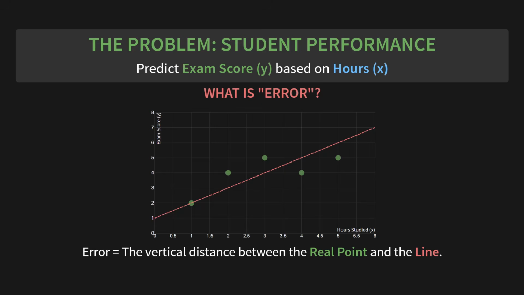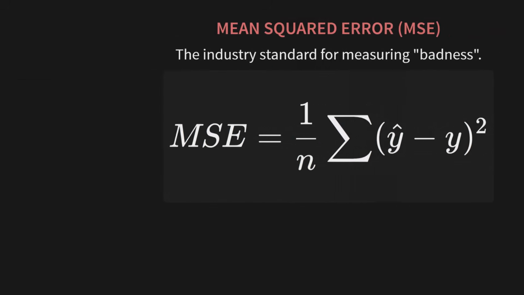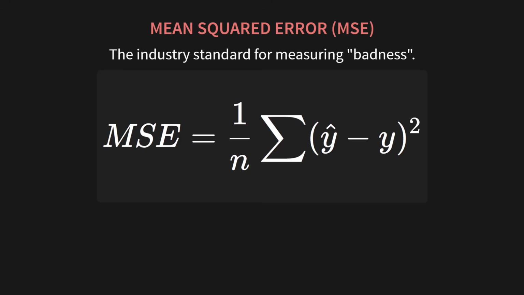So what exactly is error? Look at this diagram. The error is just the vertical distance between the real point and our line's prediction for that point. That's it. Now, the industry standard for measuring this badness is called the mean squared error, or MSE. And here's the formula for it. Now, I know this looks a little scary, but it's actually incredibly simple.